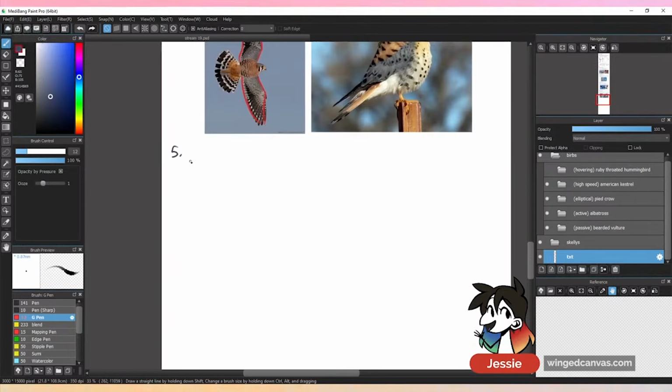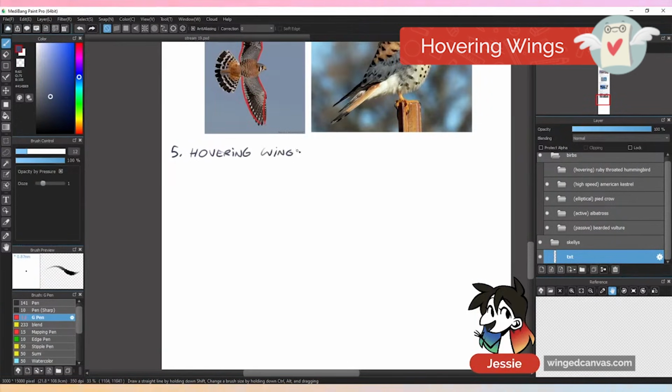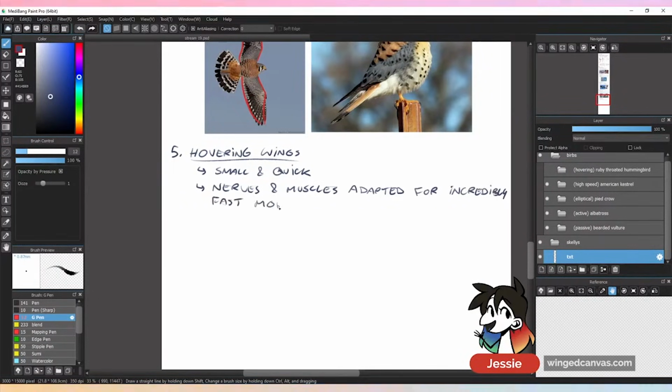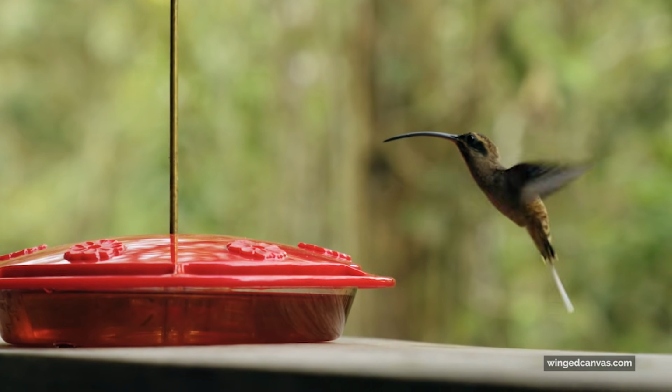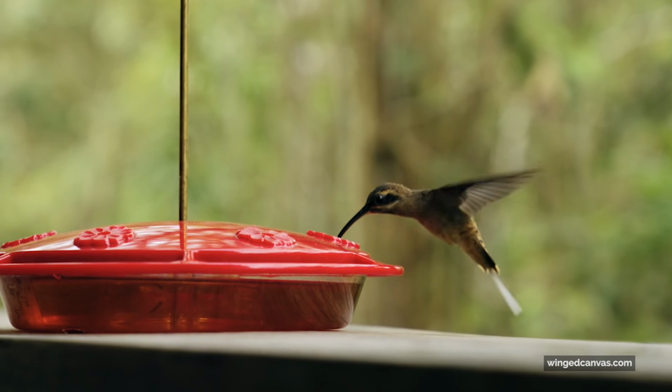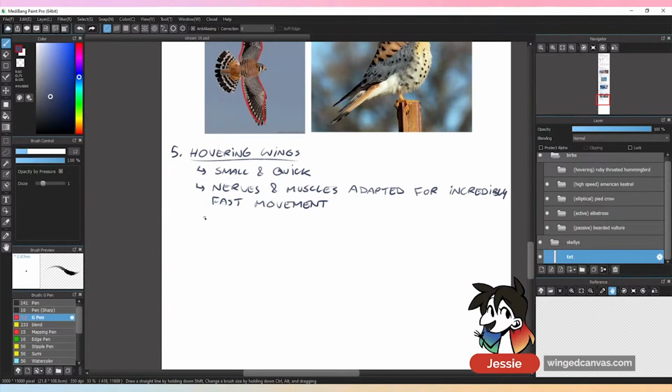The final kind of wing we are talking about is hovering wings. Hovering wings tend to be very, very small and very, very quick. The nerves and muscles within this bird and these wings are adapted for incredibly fast movement so that the bird can hover. The only way that other birds can hover is if they have a proper gust of wind for it. Active soaring birds can kind of hover in place. The only bird I can really think of that has these wings is the hummingbird.